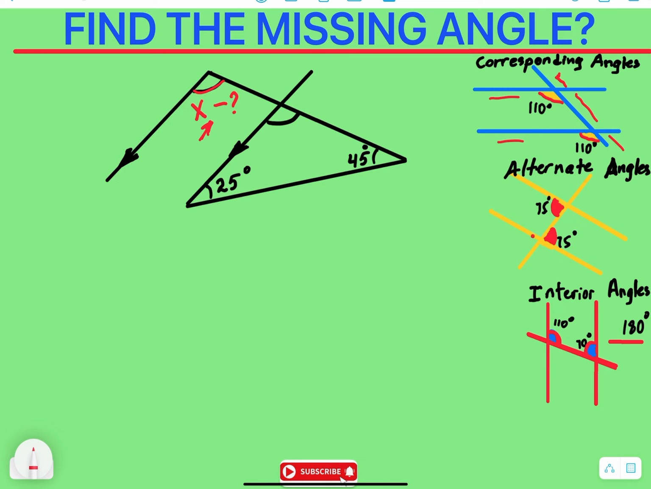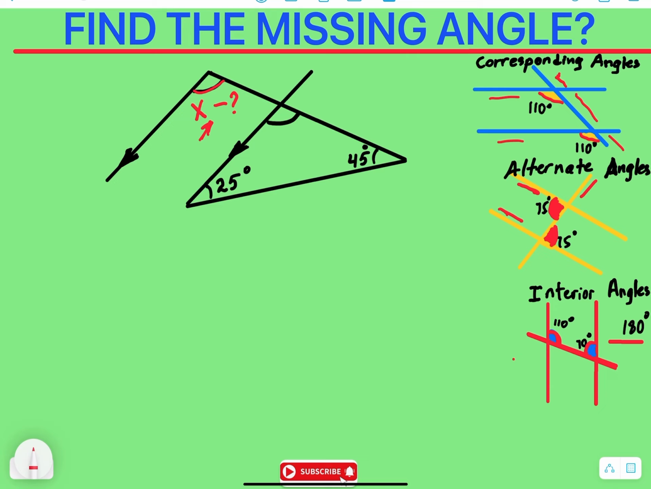We have another rule that is called alternate angles. These alternate angles are when we have two parallel lines this way, and this line crosses them and makes these two angles. These alternate angles are equal to each other.